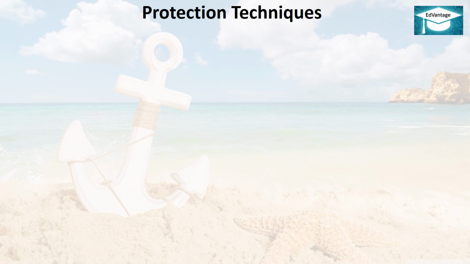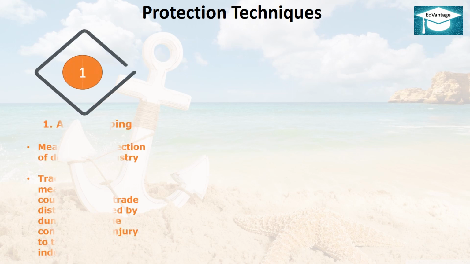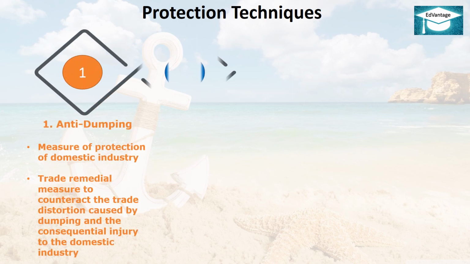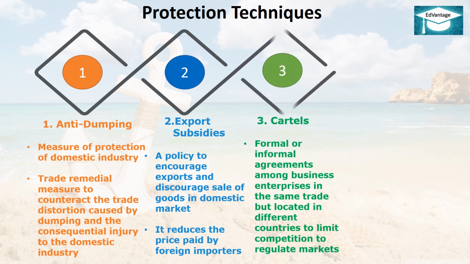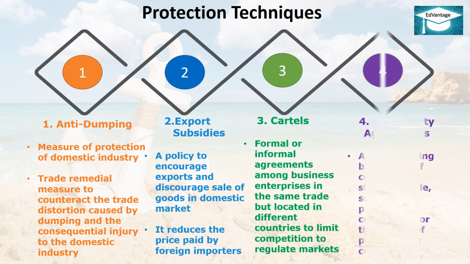Let's come to the last part of the chapter. Protection techniques. There are 4 types of protection techniques. 1. Anti-dumping. 2. Export subsidies. 3. Cartels. 4. Commodity agreements.